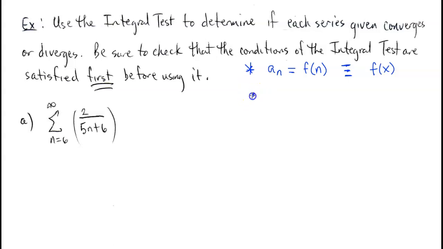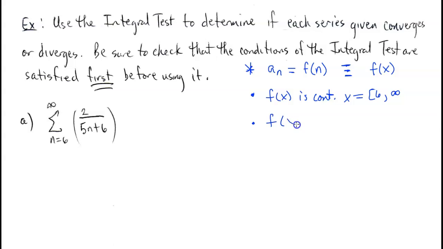Now, the first thing that we need to make sure is that f of x is continuous on the interval that we're considering. And in this case, since we're starting at n equals 6, this needs to be continuous on the interval from 6 to infinity, including 6. So that's the first thing.